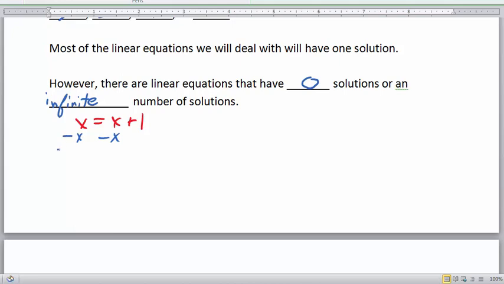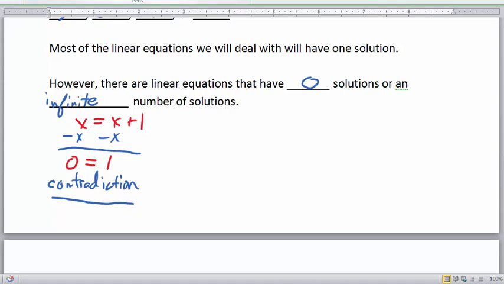But when I do this, what ends up happening? Over here I have 0, and over here the x's cancel, and I have 1. So I end up with that false statement there. That would tell you that this equation, x equals x plus 1, would have no solutions. It would be called a contradiction, which makes sense because 0 equals 1 is a contradiction.